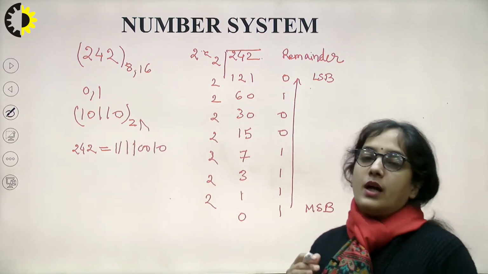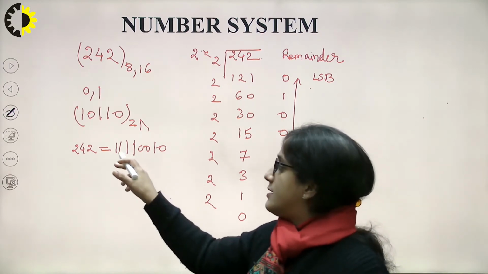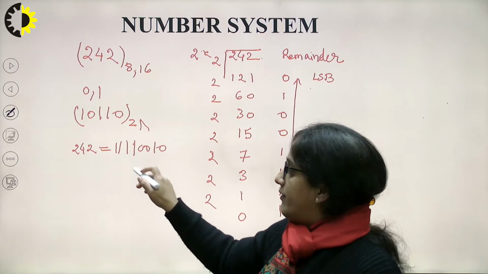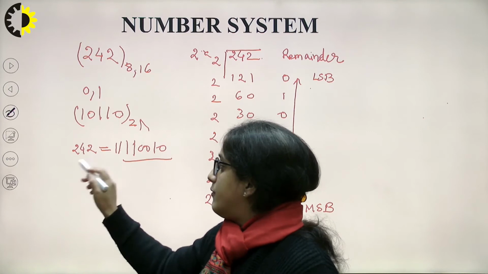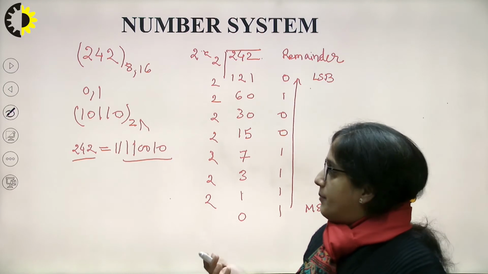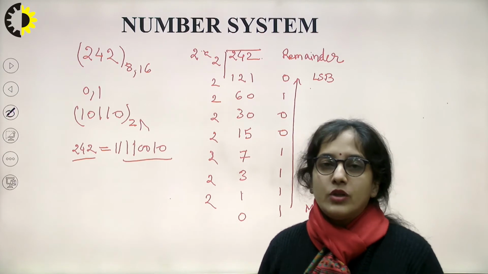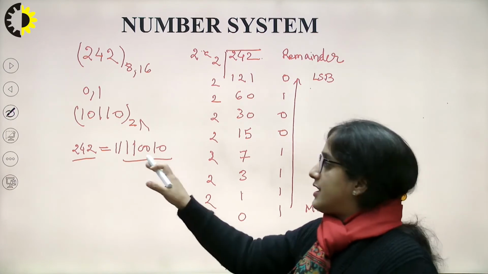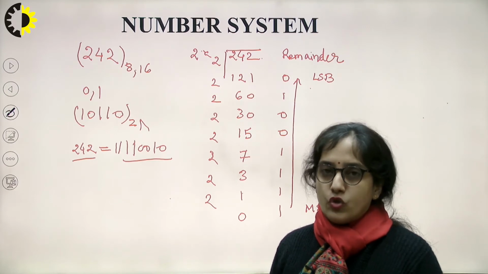But to remember 242, it is very easy, instead of remembering 11110010. Our computer will understand this binary number, and as a general user we can understand and remember the decimal number. But we have to convert this number so that the computer will understand. If I give input as 242, I need some mechanism which will convert this 242 into its equivalent binary number, and it is stored in the register, which is a storage element.